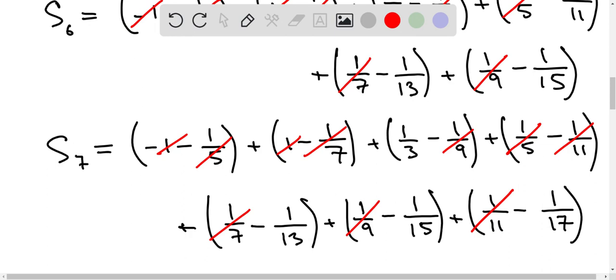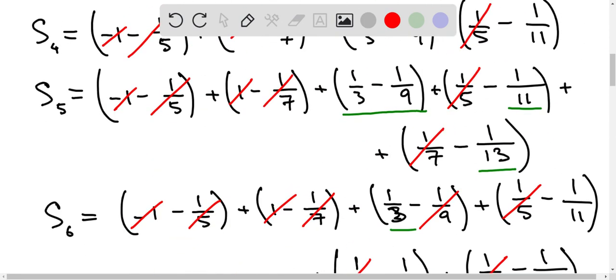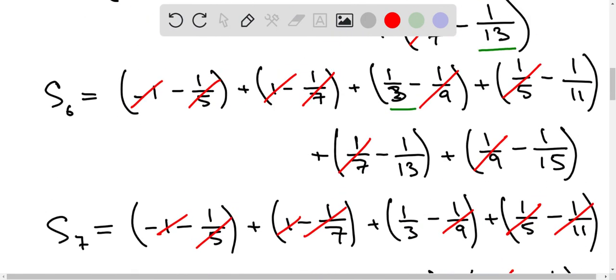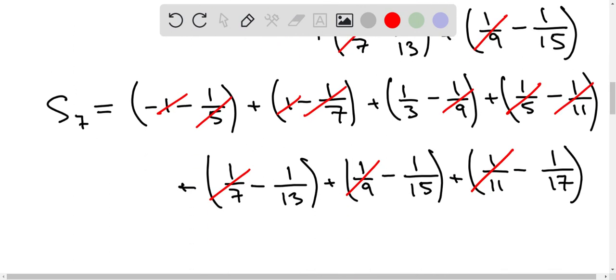Okay, so I think now we have the pattern. In the nth partial sums, for n bigger than 5, 1/3 is always remaining in the partial sum. We can't really cancel it, right? Because we don't have any 1/3 anywhere in the sum with a negative sign. And the last three negative terms are also remaining in the sum. So in S6, we have minus 1 over 11, minus 1 over 13, minus 1 over 15. In S7, we have minus 1 over 13, minus 1 over 15, minus 1 over 17.